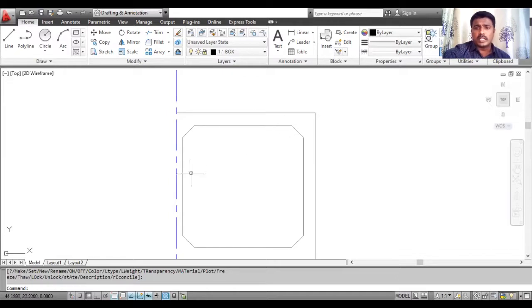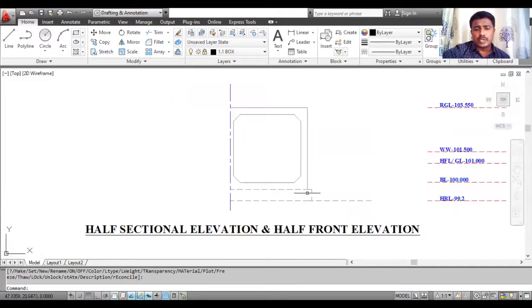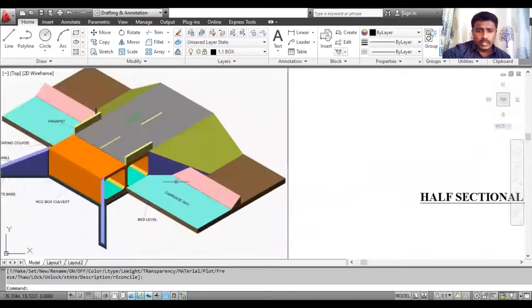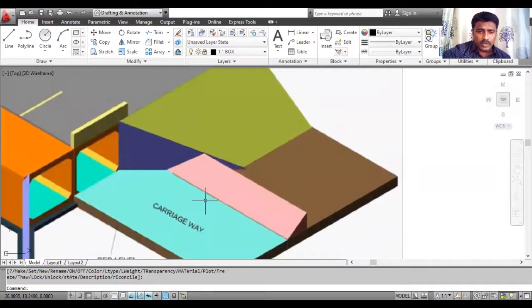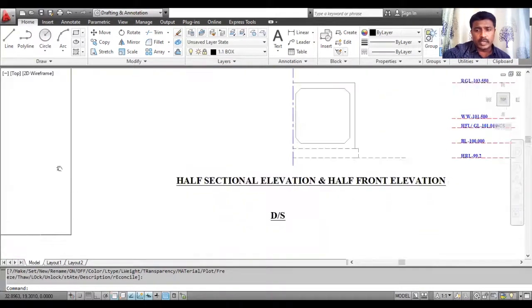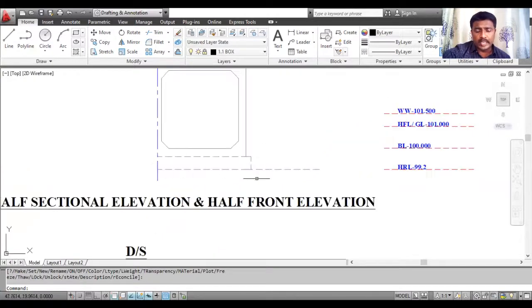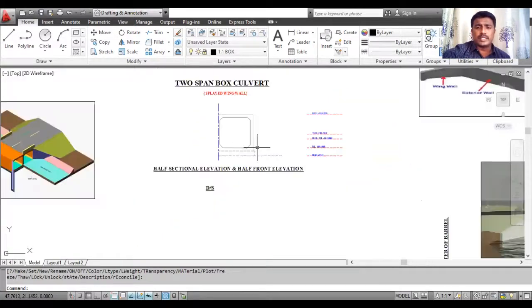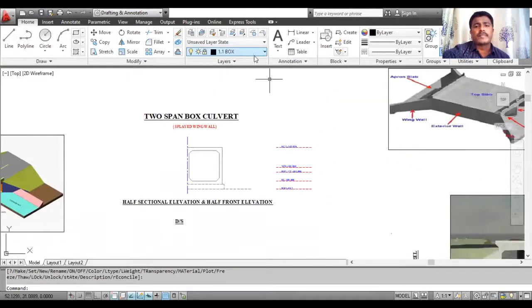So at all the corners you have to draw haunches. Then you have to draw the bed concrete and concrete offset. In this view, if you observe the front elevation, bed concrete is not visible. So that's why I am showing a dotted line. Okay, so this is the first procedure.